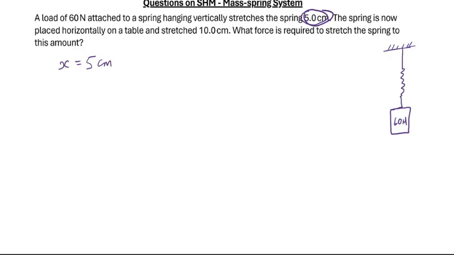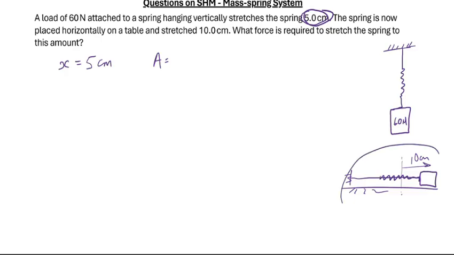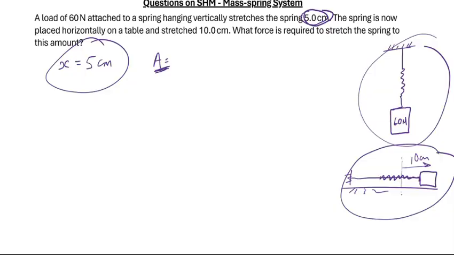So the spring is now placed horizontally on the table. So we now place it back on the table. Let's assume this is the table, and we place the spring on the table and stretch 10 centimeter. Maybe this is the main position, we now stretch it for 10 centimeter. So that 10 centimeter is the amplitude relative to this. We have two types of system. So the amplitude of this is this, and the one of this is the one of 10 centimeter. So we are now looking for the force that is required to stretch it that amount.